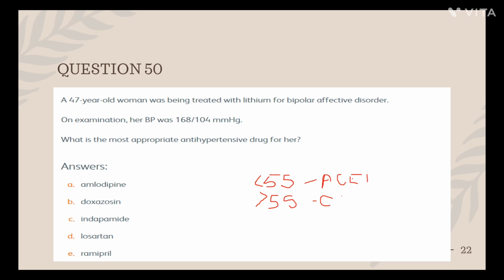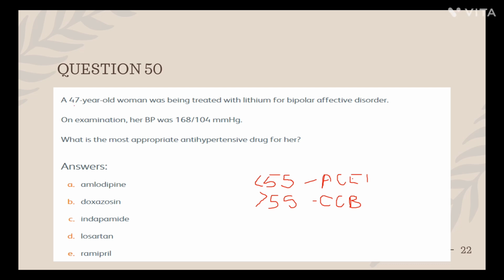And the next add-on along with calcium channel blocker is a diuretic, or even with ACE inhibitor alone, if it is not controlled, you add on a diuretic, or you can add a combination of ACE inhibitor, calcium channel blocker, and diuretic. Even if it is then not controlled with all of these three, then you go and add on the beta blocker and alpha blocker and all.